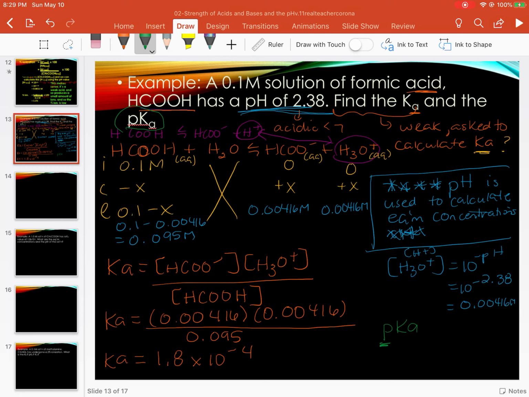Anytime you see P in front of something, that means the power of it. So pH is negative log of H3O plus, pOH is negative log of OH minus. So pKa is negative log Ka.